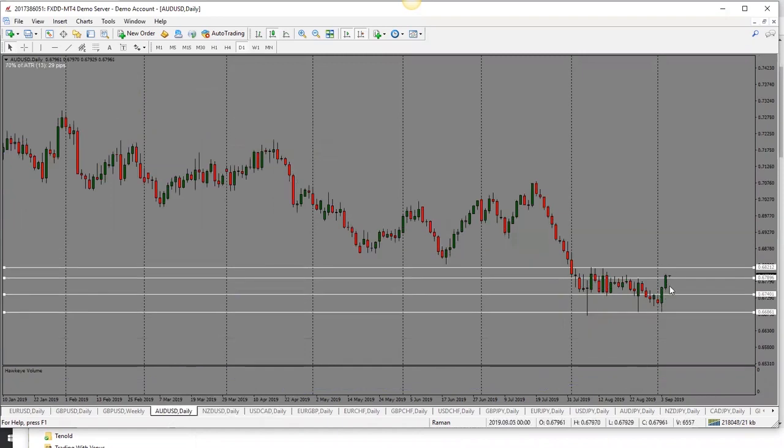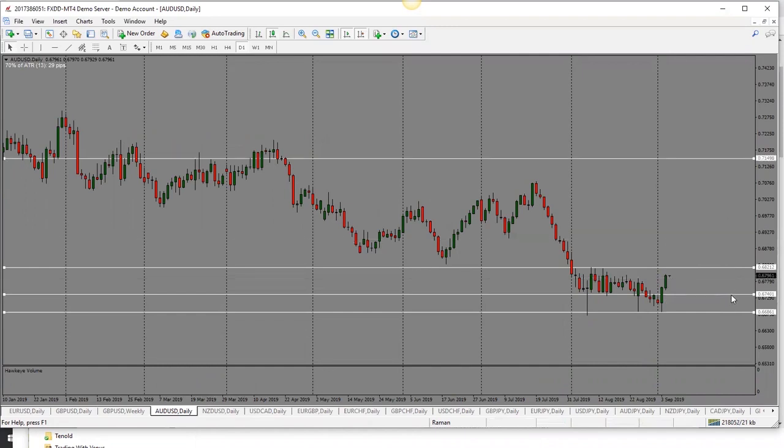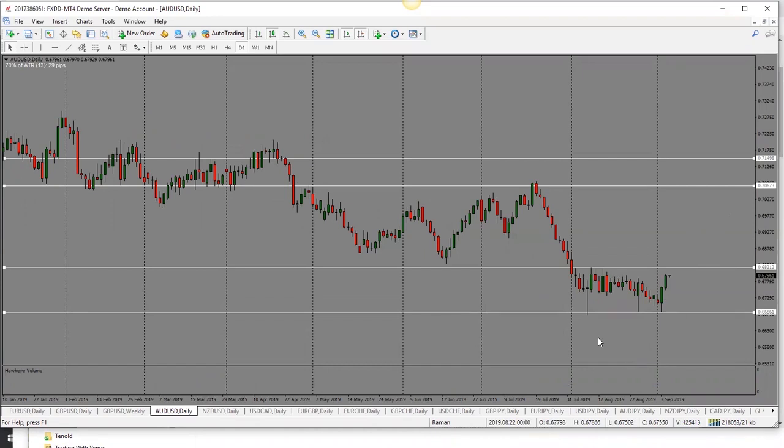Aussie dollar, Aussie as well. We were bullish on this yesterday. So we got a move to the upside. So again, we have a bullish candle. So looking for a further move to the upside. But one thing to keep in mind here is Aussie dollar is still trading in this range here.